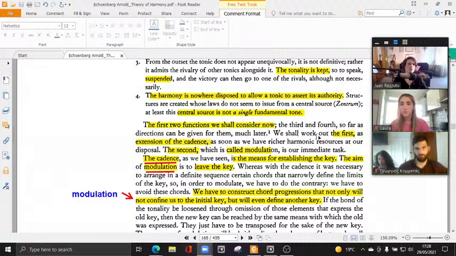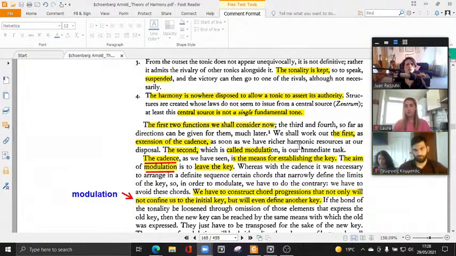But we shall work out the first as an extension of the cadence, an extended cadence. Why? Because instead of doing 1-5-1, we go around, and then finally we cadence. What is the cadence all about? The reaffirmation of the tonic key.